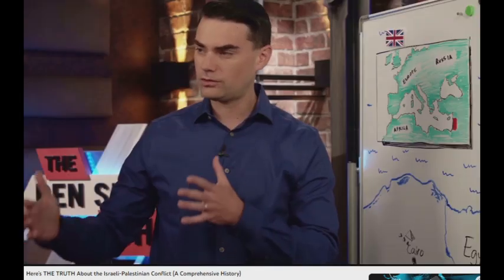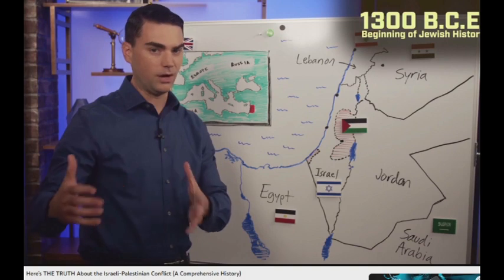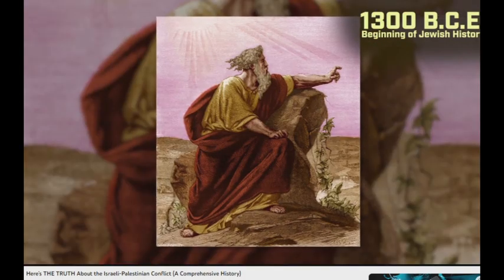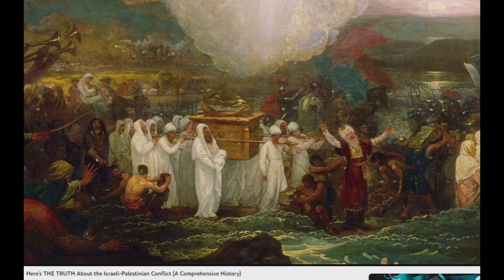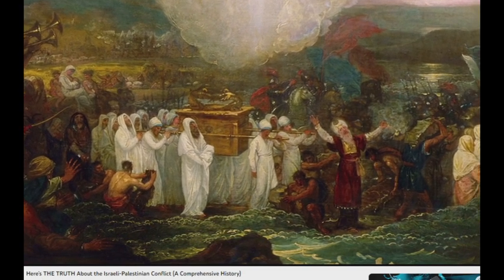The Jewish history with regard to the land of Israel begins approximately 1300 BCE, before the birth of Christ. Moses leaves Egypt somewhere around 1300 BCE. There are various attempts to date this. A little bit later in the century, Joshua enters the land. He crosses the Jordan River, right?